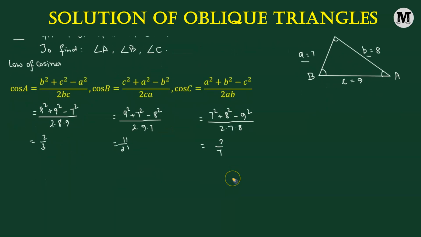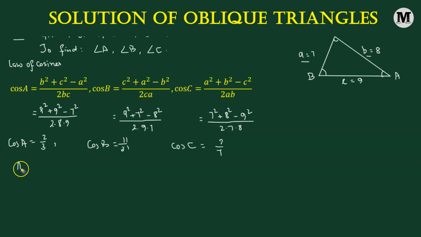So we have successfully obtained the value of cosine of angle A, which came out as 2 over 3. We have cosine of angle B, which is 11 over 21. And then we have cosine of angle C, which came out as 2 over 7. But we need the angles A, B, and C.